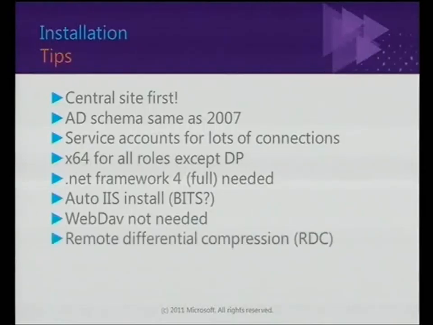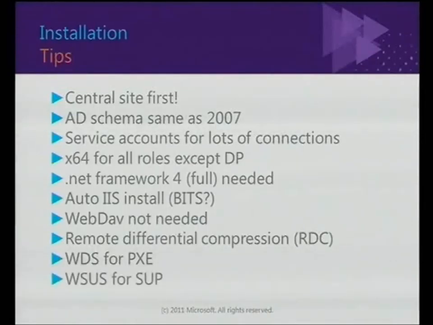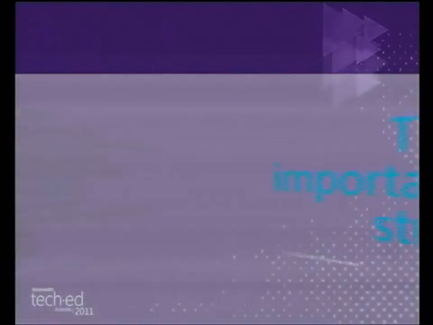WebDAV's not needed anymore. Remote differential compression, you still need to go and tick first in features or roles or whatever it's called in 2008. If you're going to PXE enable your distribution point, you need WDS installed first. It won't automatically go and install it for you. And with a sub, which I haven't really spoken about, you still need WSUS there first.